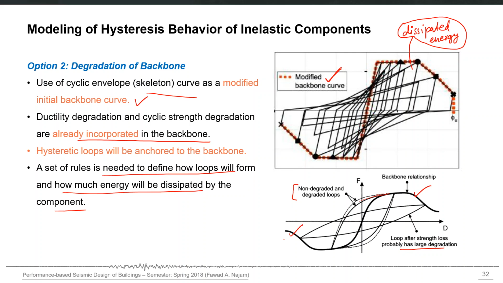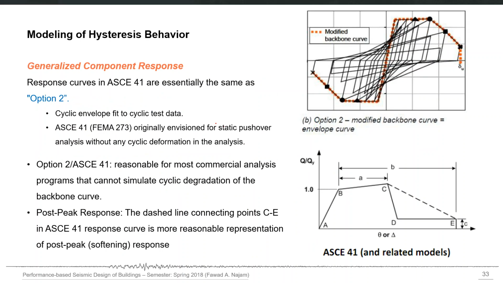This is option 2, and if you are using ASCE 41 modeling parameters and acceptance criteria, you are essentially using this option 2, because whatever load-deformation behavior ASCE 41 provides, it already accounts for these effects, because the envelope provided in ASCE 41 is fit to the cyclic test data. So ASCE 41 provides us the action deformation curves which are already modified to account for cyclic behavior. So you are actually using option 2 if you are going for this action deformation curve from ASCE 41.